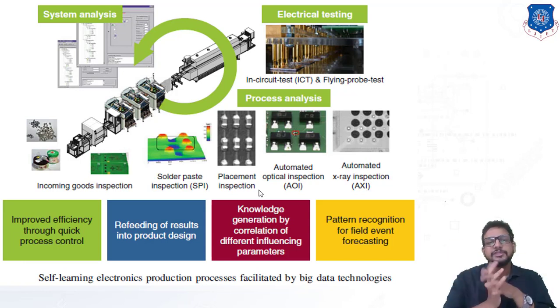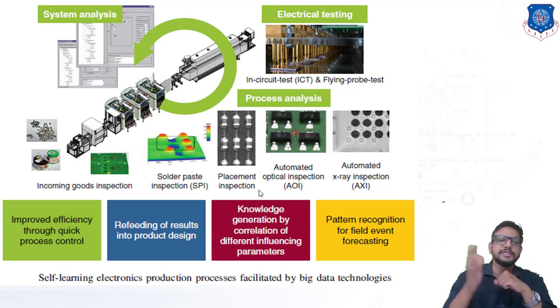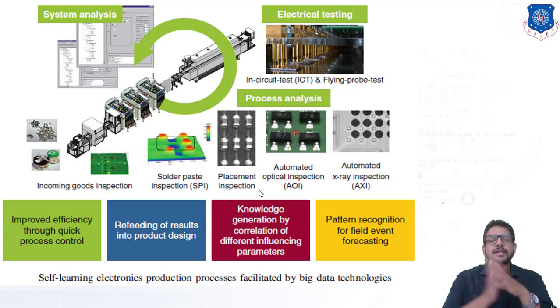Now what are the benefits? So we can say that it is going to improve the efficiency through quick process control, and refeeding of results into product design. Okay, which means that based on that we can define our new business model or we can modify the existing business model. Then knowledge generation by correlation of different influencing parameters, and pattern recognition for field event forecast.